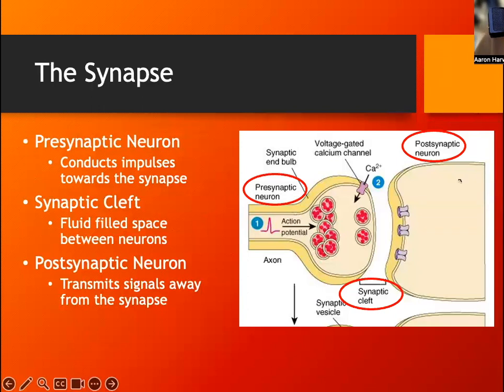And then the space in between the two neurons, or the neuron and its effector cell, the space in between here is called the synaptic cleft. The synaptic cleft is a fluid-filled space between the neurons. And then step 3, or the third structure, is the postsynaptic neuron. So this receives the signal from the presynaptic and transmits it away from the synapse towards wherever you're going.